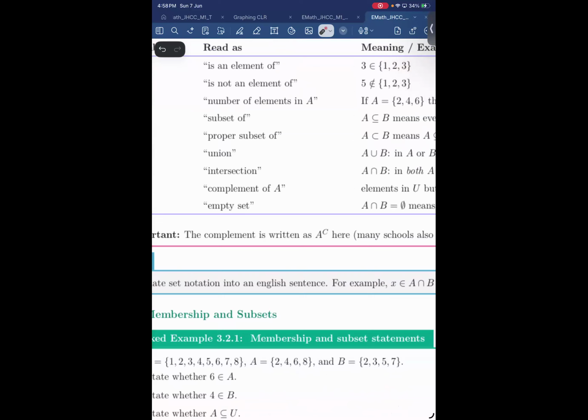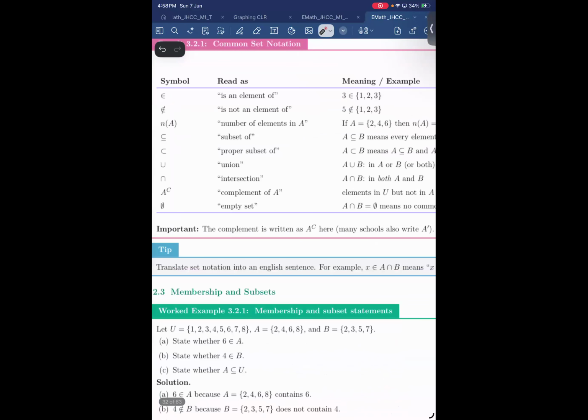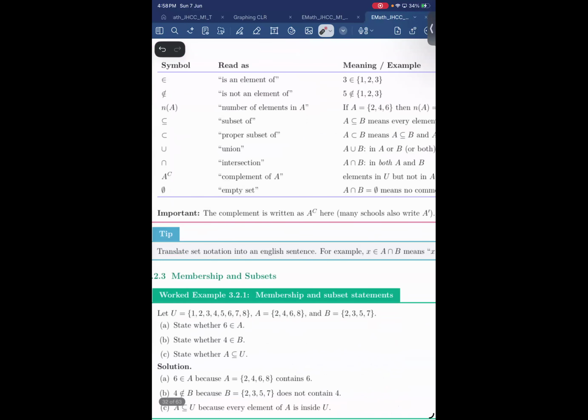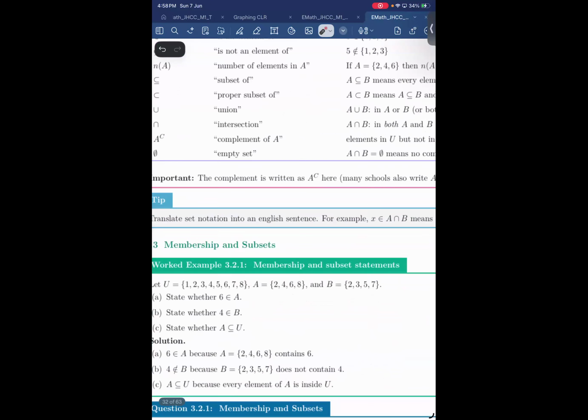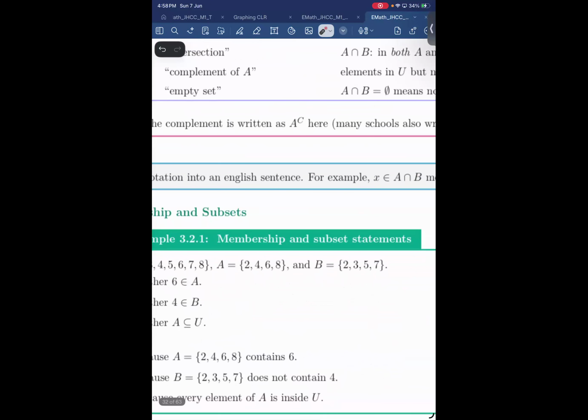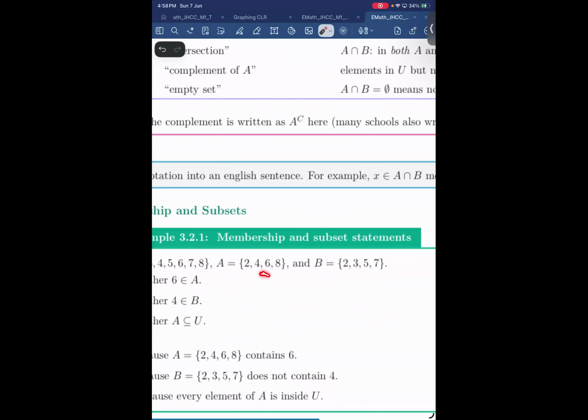Okay, so when you're solving set questions, try and convert to English first. It helps a lot. So, a simple example: state whether 6 is an element of A. Clearly 6 is inside, so yes, it does contain. State whether 4 is an element of B. B is 2, 3, 5, 7, so B does not contain 4.